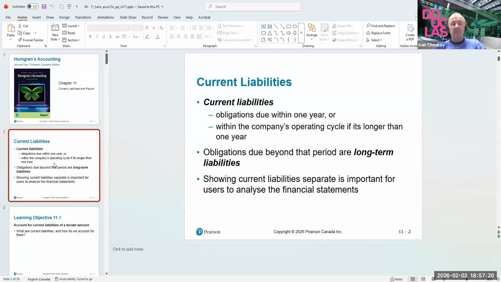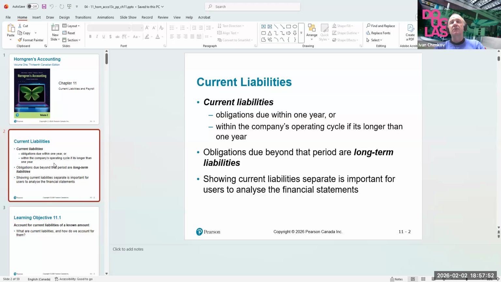Now, how many liabilities do we have? In general, we have two sections, current liability and long-term liability. For the long-term liability, the definition is easy. Everything which is not current liability is long-term liability. So that means we have to define what the current liability is. Current liability is an obligation of the company which is due within 1 year or the company's operating cycle.